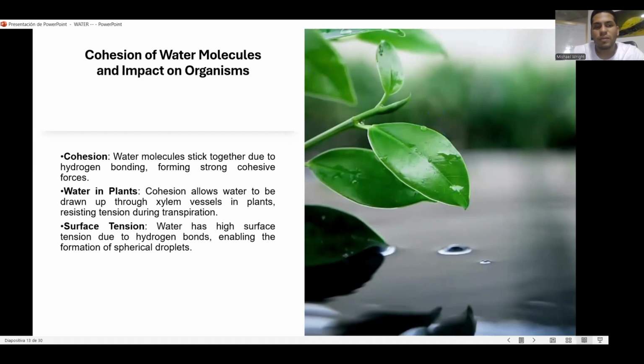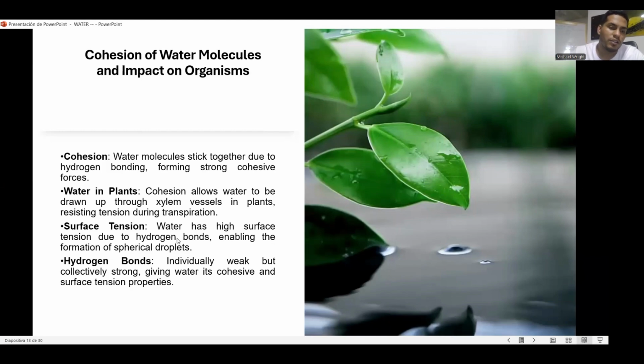Okay, so we also have surface tension. Water has high surface tension due to the hydrogen bonds, enabling the formation of spherical droplets. Hydrogen bonds, as we have said, are individually weak but collectively strong. A single hydrogen bond is not strong, but many hydrogen bonds together are strong enough to do many things. They give water its cohesive and surface tension properties.